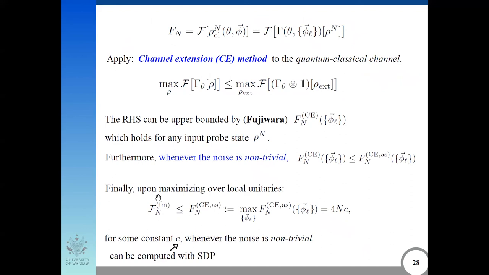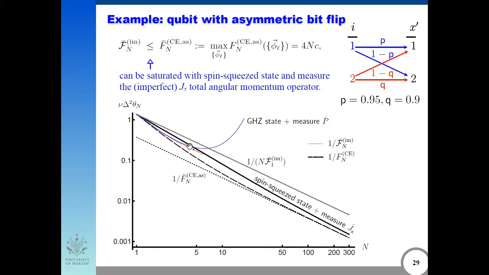This is the upper bound on the imperfect fission formation. So, of course, can it be saturated? And we show that, of course, we are not showing it for all cases, but for example, in this case of, again, asymmetric bit flip, we show that it can in fact be saturated asymptotically.